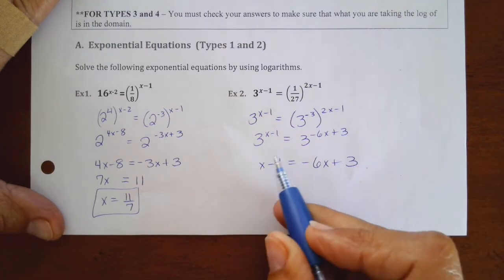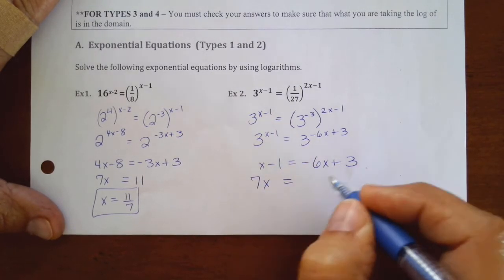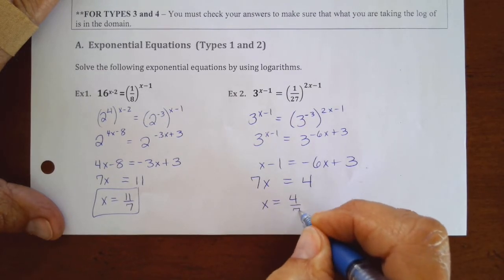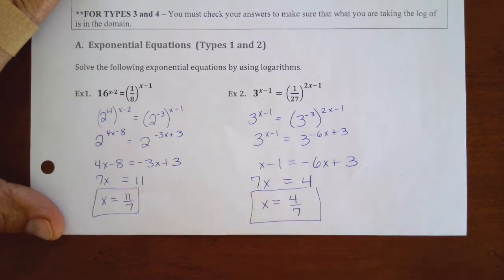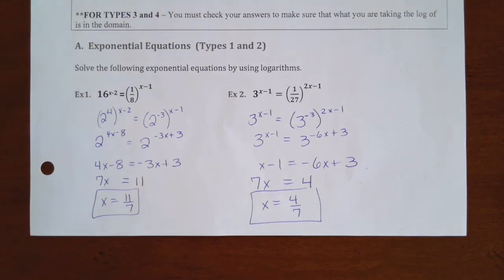So I'm going to add 6x over to this side. That'll make that 7x. Add 1 to this side, make that 4. So I end up with 4 over 7. Okay? So that's type 1, when you can get the same base.